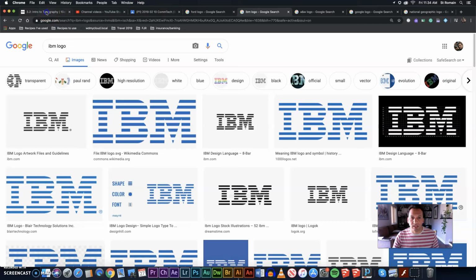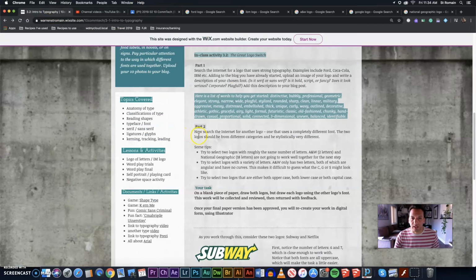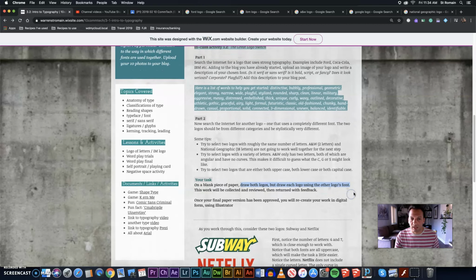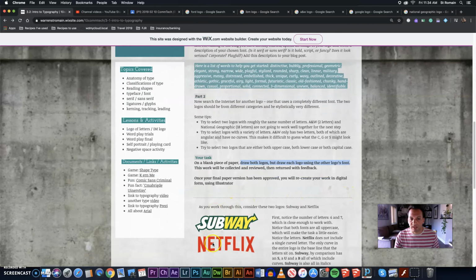And the idea is you're going to switch the two logos. First, let me show you what you're going to do. You're going to basically draw the two logos, but draw each logo using the other logo's font. Here's an example: Subway and Netflix. I'm going to draw Netflix using the Subway font and Subway using the Netflix font.